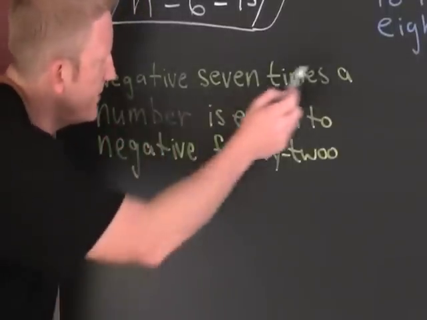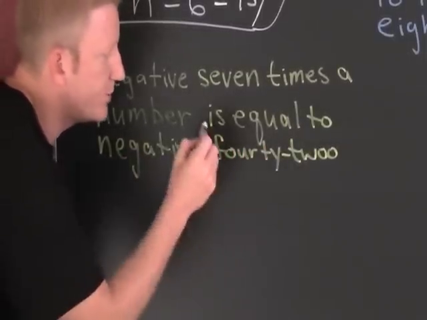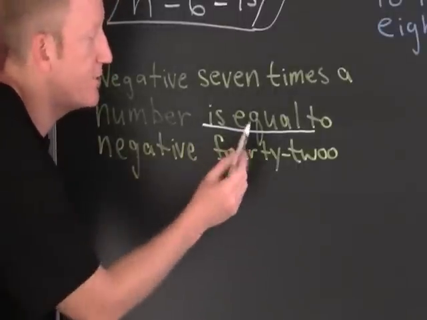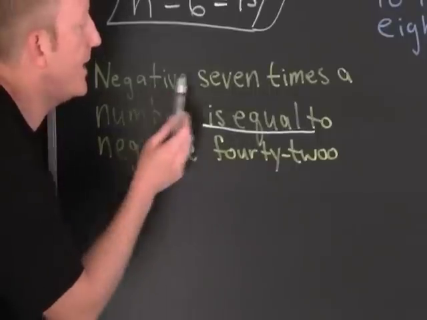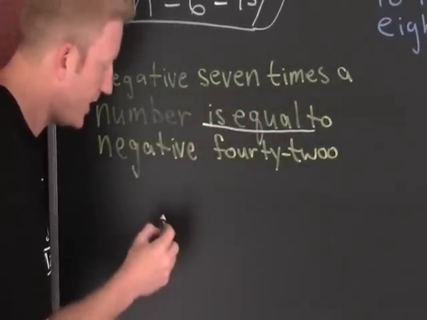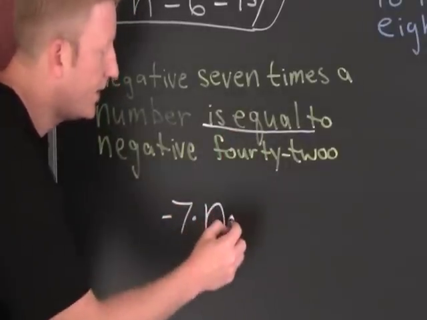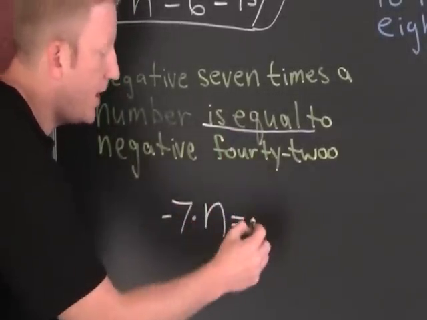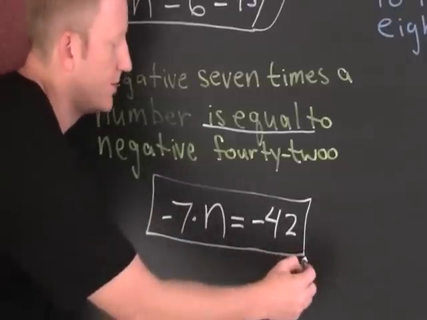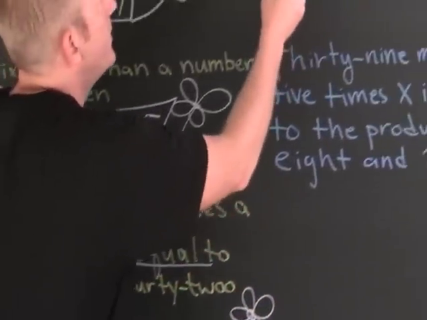Now I'm down here. I'm looking at -7 times a number is equal to -42. Remember, we're looking for the is equal to first. That's your equal sign. Translate the left. -7 times a number. Times is multiplication. This is -7 times a number is equal to -42. Oh, box it. And I'm moving on up.